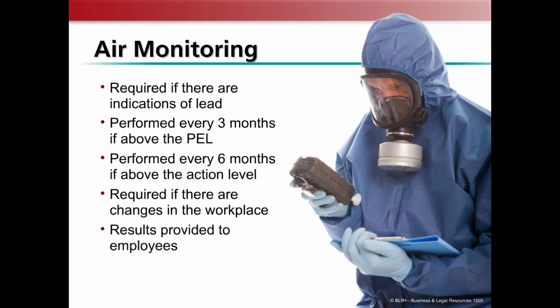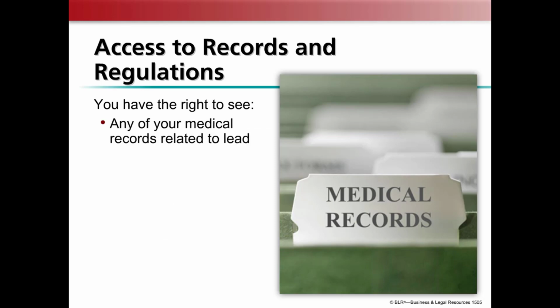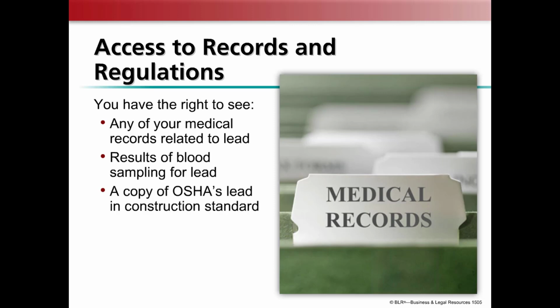We must inform you in writing about the lead levels revealed during monitoring in your work area, including any action taken or planned to reduce dangerous lead exposures. You may observe any air monitoring. Air monitoring includes personal monitoring for full shifts in order to get an accurate picture of lead exposure. You can ask to see your medical records related to lead. Blood sample results will be given to you. You also have the right to a copy of OSHA's lead standard for construction.